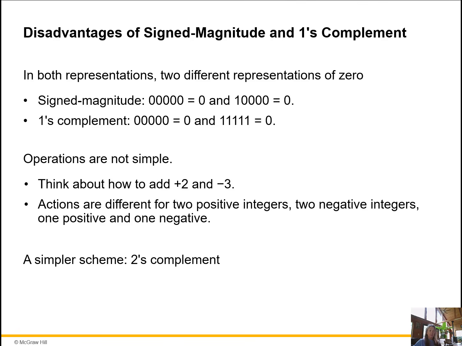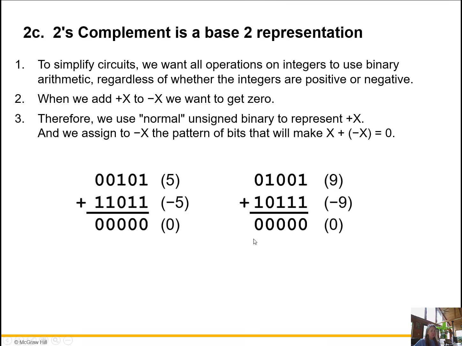So a simpler scheme, which is not going to seem simpler at the front end, but it will be in the long run, and it is for the computer and our representations. A simpler scheme is 2's complement. Okay. 2's complement in base 2. This is what we're doing in order to simplify the circuits. And I'll just go ahead and let you know we haven't found it yet, but I'm going to let you know that this 00101, that's a positive 5.